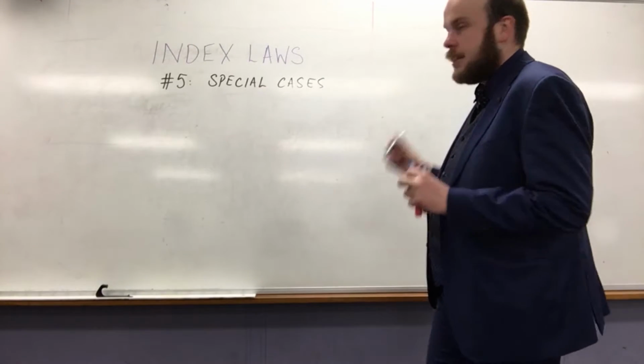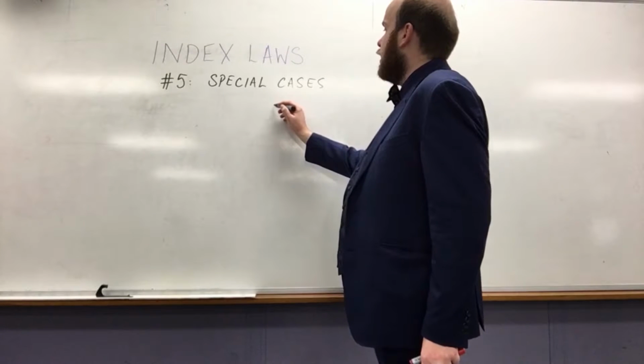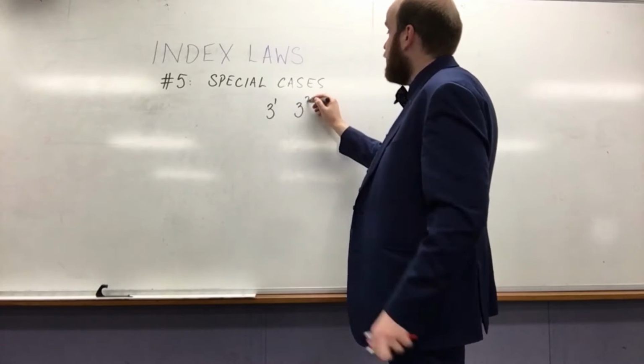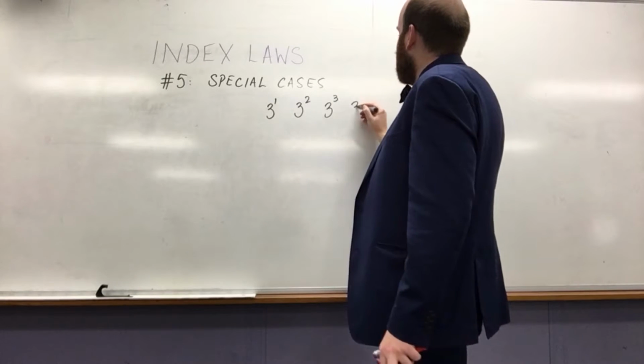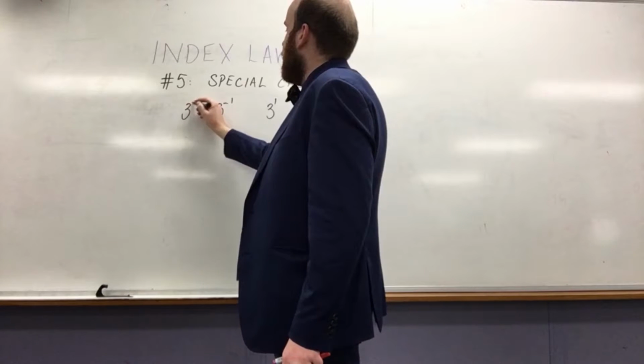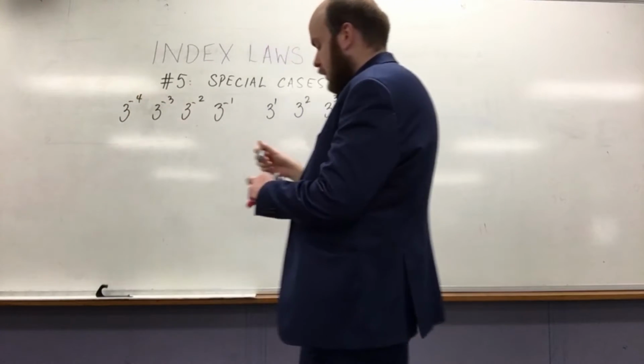Another way to prove it is to have a look at the pattern. So if I had, let's say, 3 to the power of 1, 3 to the power of 2, 3 to the power of 3, 3 to the power of 4, 3 to the power of negative 1, 3 to the power of negative 2, 3 to the power of negative 3, 3 to the power of negative 4.